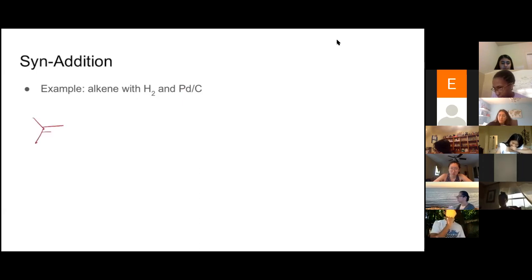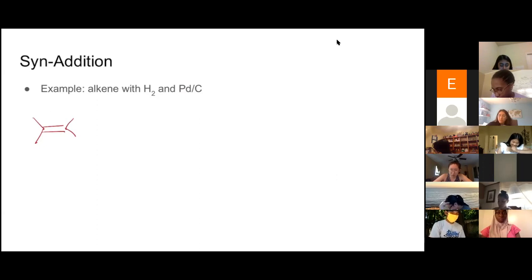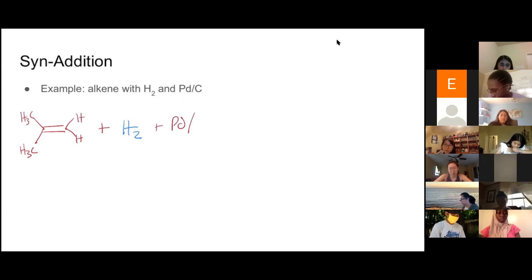I'm going to go ahead and draw my alkene. I'm going to draw my hydrogen gas and my palladium over carbon. There's my palladium over carbon. And I'm going to get the following product.